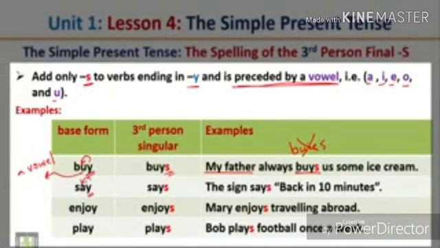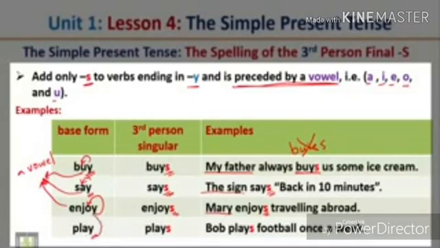Next example: say. Here before y there is a and a is a vowel as well, so add only s. Example: the sign says back in 10 minutes. Here the sign is singular, so we add s. Enjoy. Before y again there is o and o is a vowel, so we just add s. Example: Mary enjoys traveling abroad. And Mary is singular, so we add s.